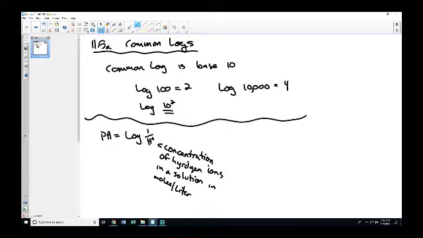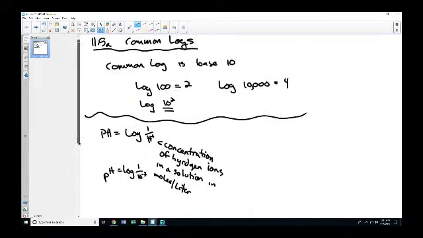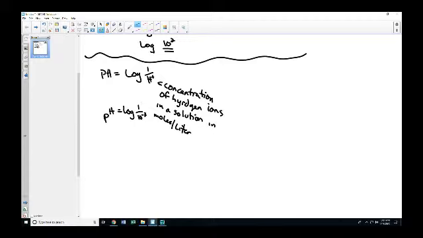This concentration is usually a very small number. So if you had a concentration of 10 to the negative 7, what is the pH of that solution? Using your exponent properties, what can I do with that?